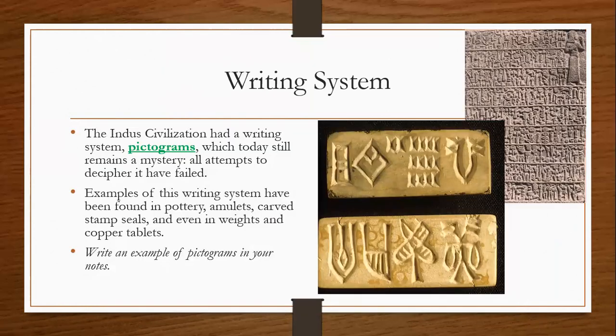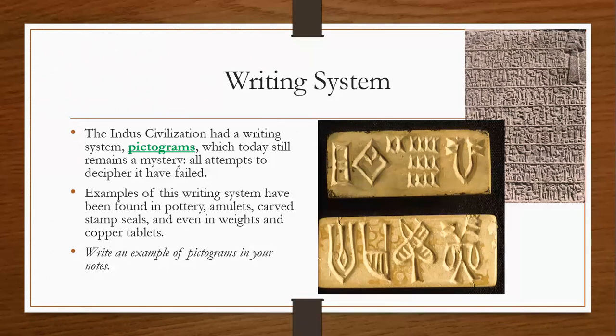Now, the writing system of ancient India uses a system called pictograms, where they use pictures to keep track of what they're saying. We don't really know what any of this says, though. The translations have been lost. All attempts to decipher or translate it have failed, so we just don't know what half of this stuff even says. We found it on pottery and on stamp seals, which is how you would pour wax over an envelope and stamp it so that people know who it's from, like you see in medieval movies.